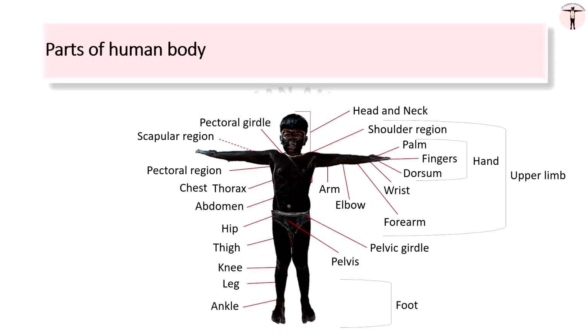The foot includes the sole of the foot, which is the part that touches the ground, the dorsum of the foot directed upwards, and the toes. All these parts, including the foot, we call the lower limb. Okay, so that was a brief description of the parts of the human body.